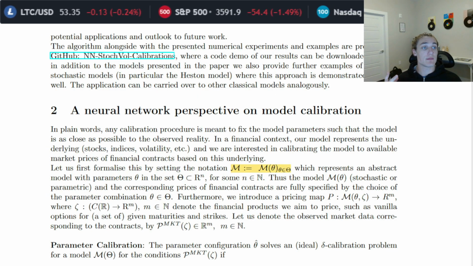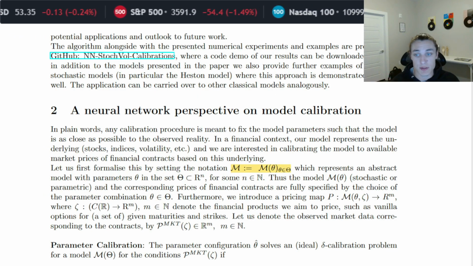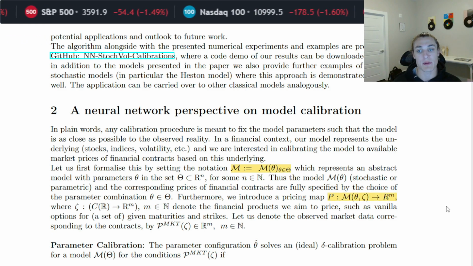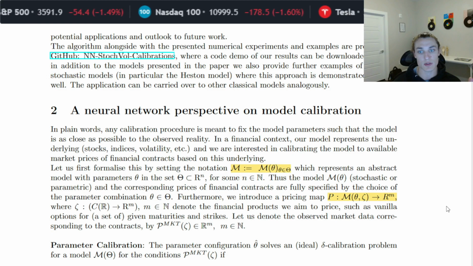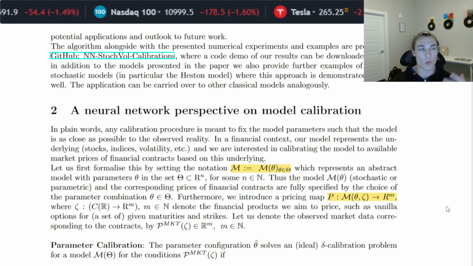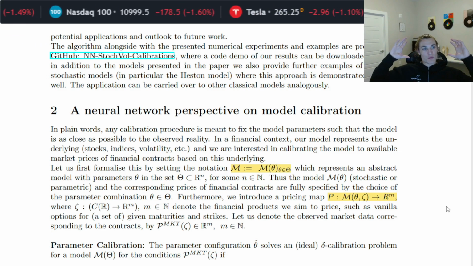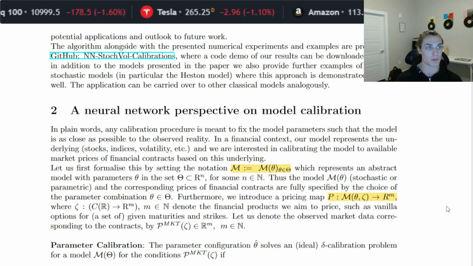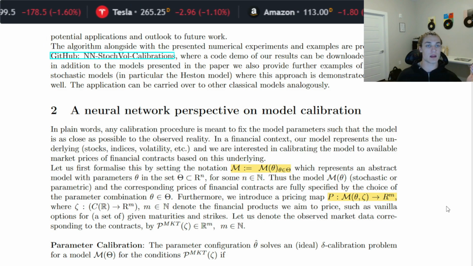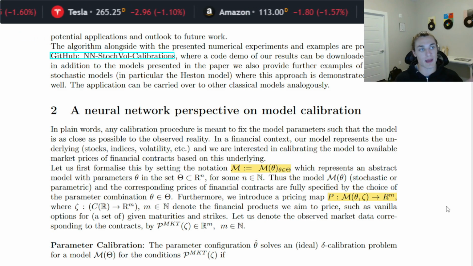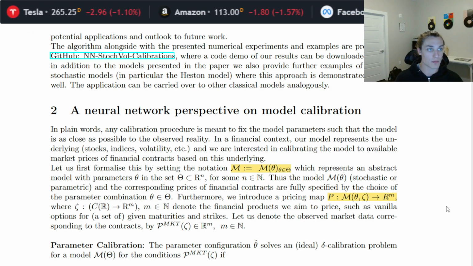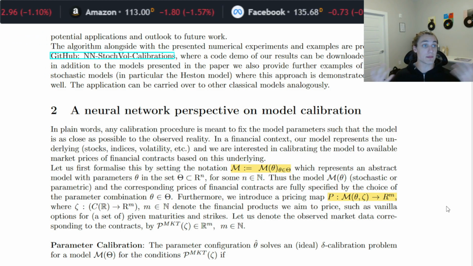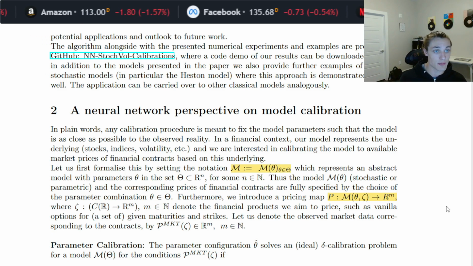We can see how they then define a pricing map. So you can see this pricing map, P. We are mapping M of theta and then this zeta to R^m. What does this mean? Well, if we have a stochastic model, we can develop prices under that model framework, right? If we have a Black-Scholes, we can get Black-Scholes prices. If we have a Heston, we can get Heston prices, right? And if we wanted to use a Bergomi or rough Bergomi, then similarly, we could get prices under that framework.